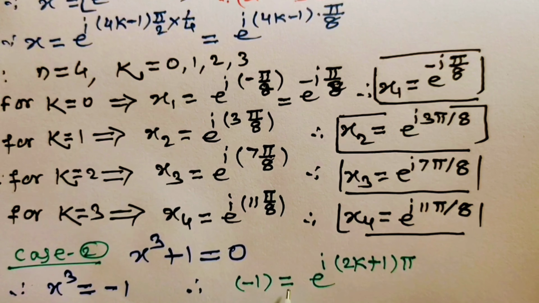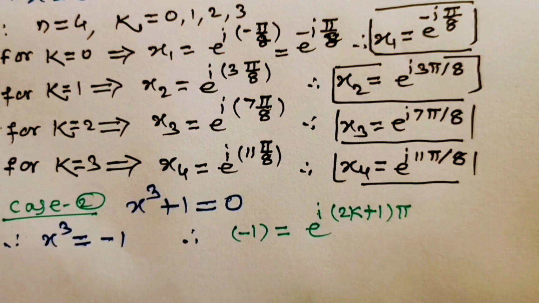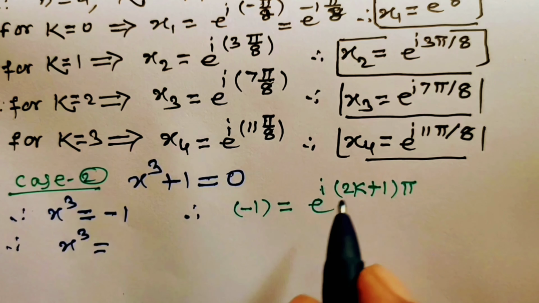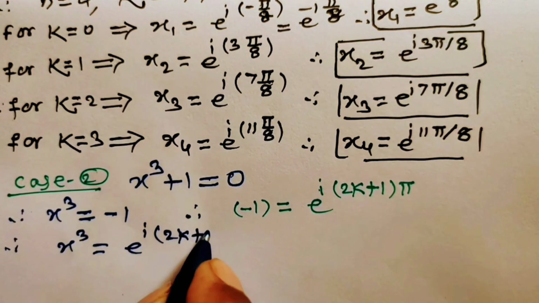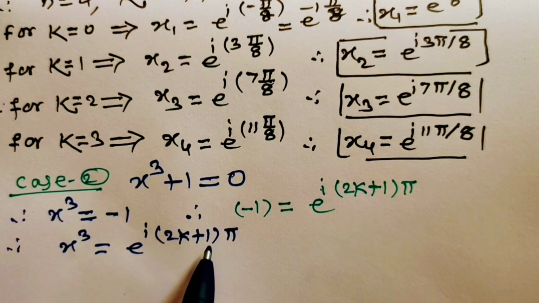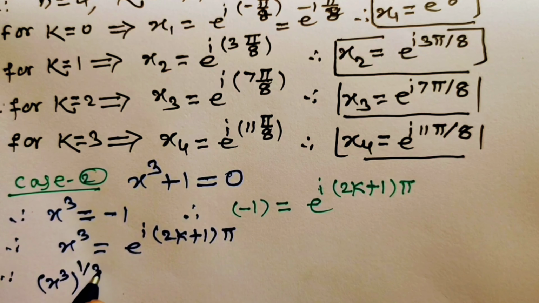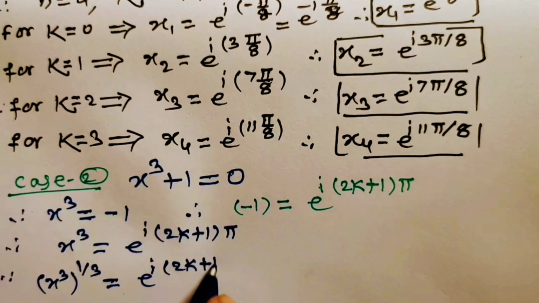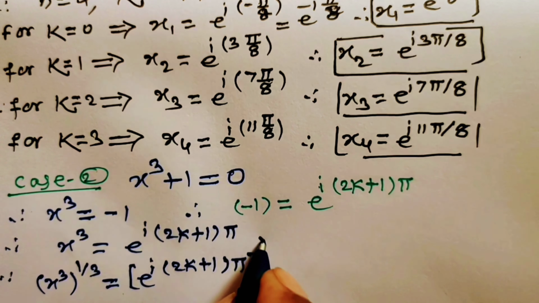But we know minus 1 is equal to e to the power i into bracket 2k plus 1 times pi. This is the general exponential form of minus 1. Hence, we can write x cube is equal to minus 1, replacing it by this e to the power i 2k plus 1 times pi, taking cube root on both sides. Hence, x cube to the power 1 upon 3 is equal to e to the power i 2k plus 1 times pi to the power 1 upon 3.